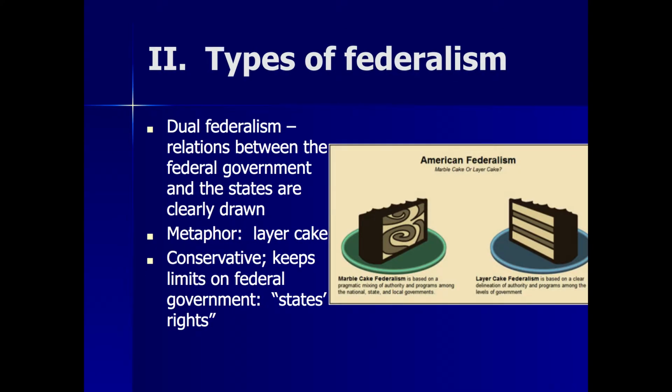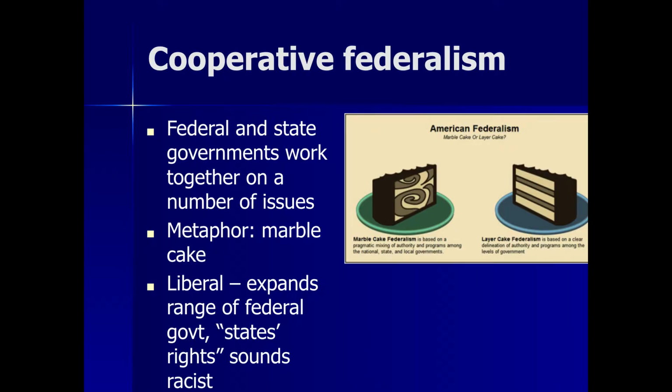So then you have those two models of federalism. Dual federalism, and the metaphor is layer cake. This is what conservatives like because it keeps limits on the federal government. On the other hand, liberals like cooperative federalism, where the national government gets involved in the state's business and they work together. That's called the marble cake because when you take a bite of marble cake, you never know what you're going to get. Liberals like cooperative federalism; states' rights reminds them of segregation or slavery.